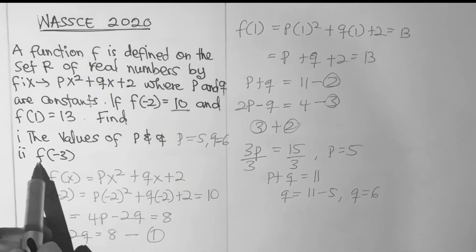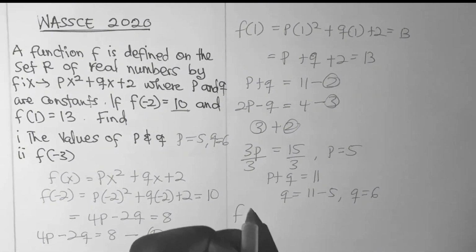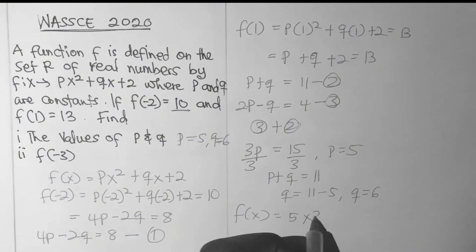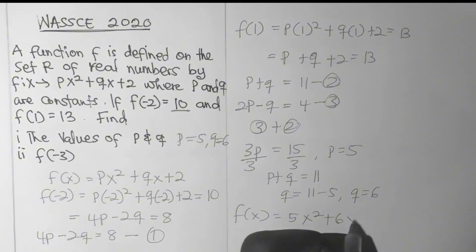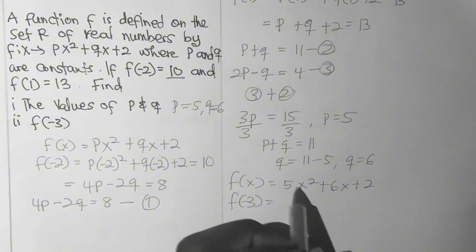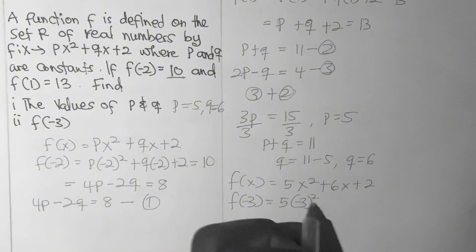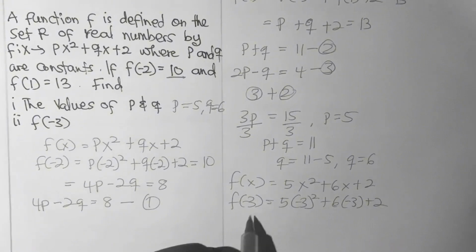Then the question says that we should find f of minus 3. So f of x in this case is equal to, p is 5, so it becomes 5x squared. And then q is 6, plus 6x plus 2. So f of minus 3, wherever we see x, put in minus 3, becomes 5 times minus 3 squared plus 6 times minus 3 plus 2.